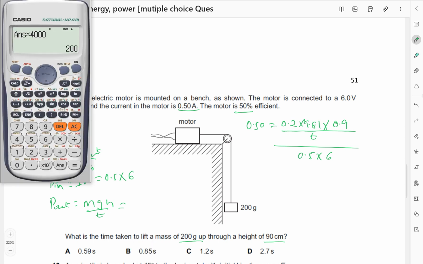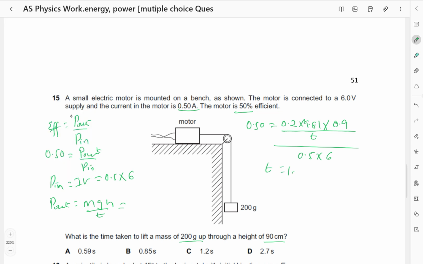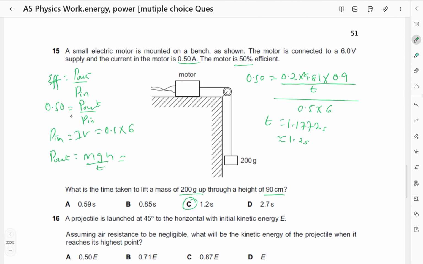So I'm going to make t the subject using my calculator. 0.5 times 0.5 times 6, I'm just going to divide 0.2 times 9.81 times 0.9 by that answer. This gives me 1.17. So t is 1.1772 seconds, by cross multiplying and making t the subject, which is approximately 1.2 seconds. So my answer is going to be C.